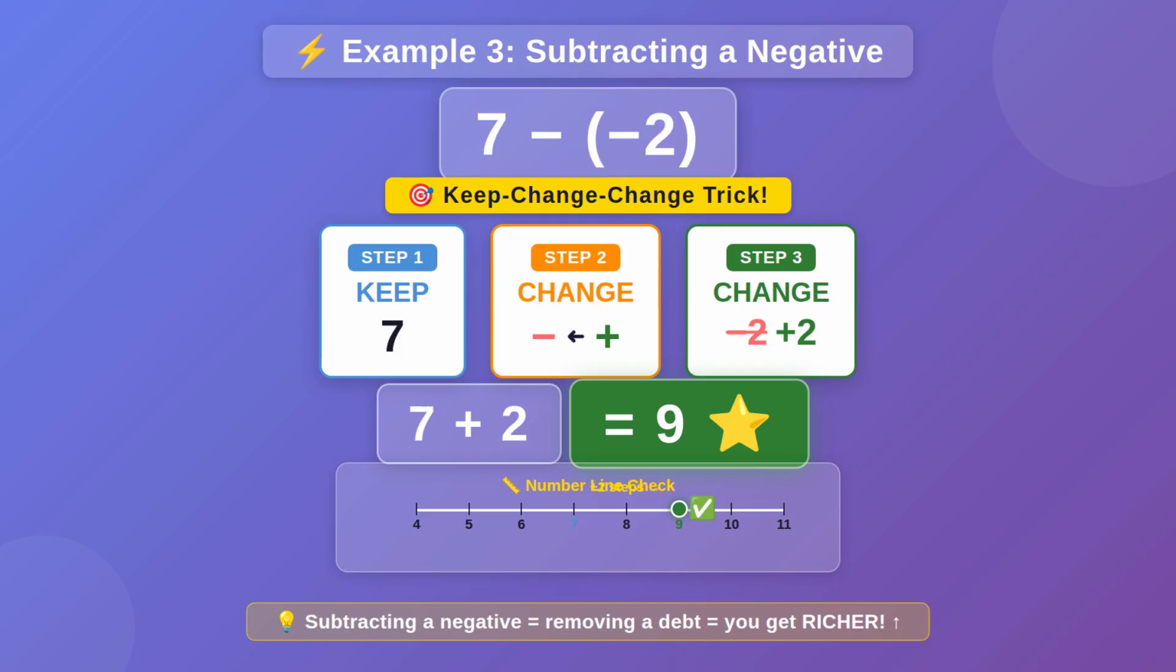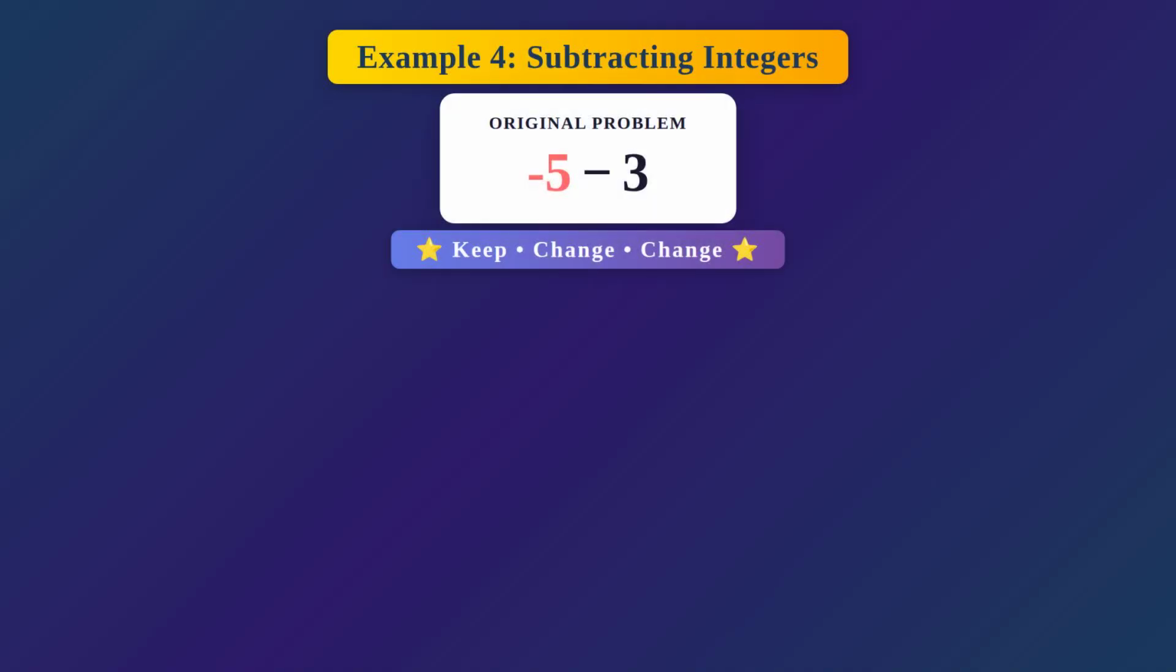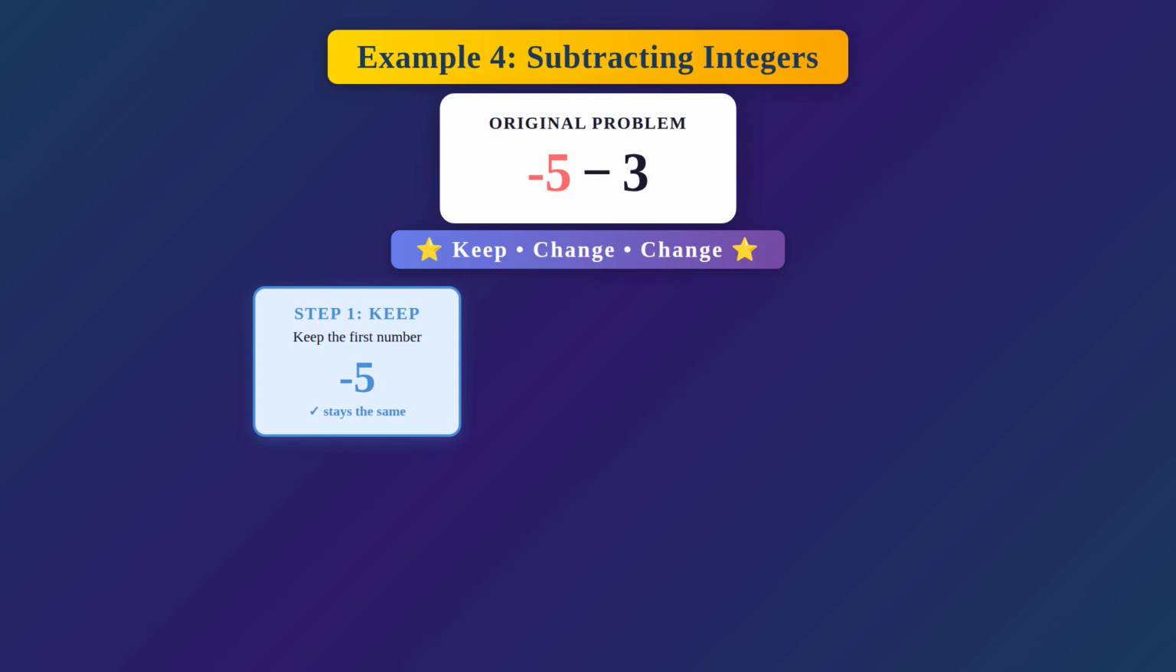Subtracting a negative is like removing a debt. If someone removes a $2 debt from you, you're actually $2 richer. Subtracting a negative makes you go up. 7 minus negative 2 equals 9. Let's try a trickier one.